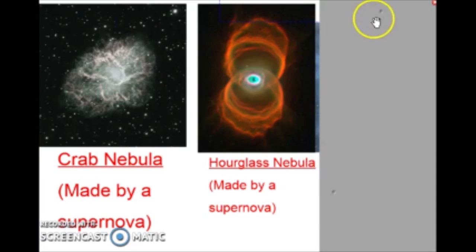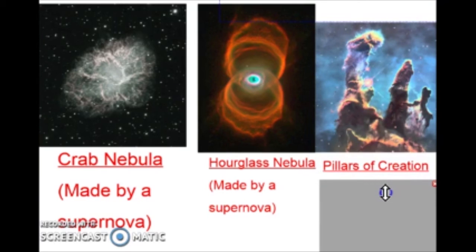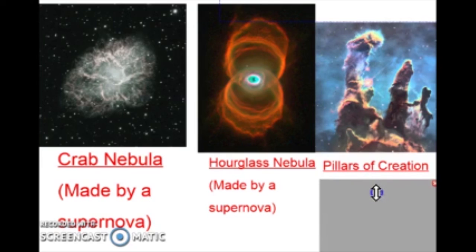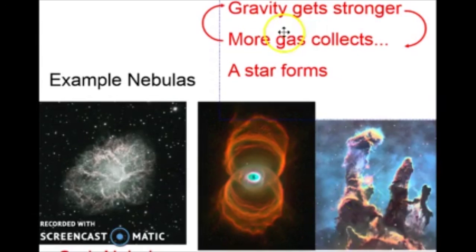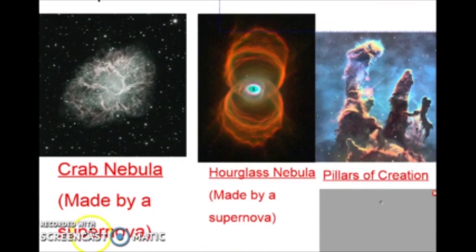And the last one I want you to know that we saw first thing, the Pillars of Creation Nebula. Absolutely huge, really beautiful, and how it's made is kind of complicated, so we're not going to get into it. But these are 3 famous nebulas. You should know dust and gas. You need to know that this is where stars form, and that stars form by collecting more and more gas as gravity gets stronger. That's it for lesson 4.